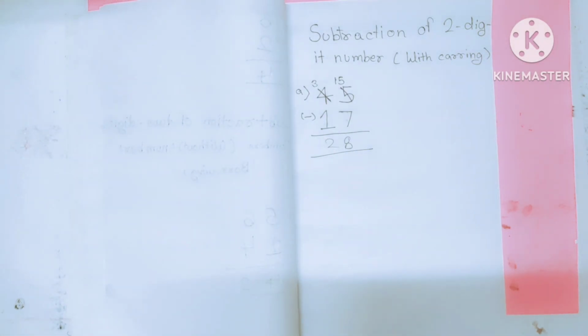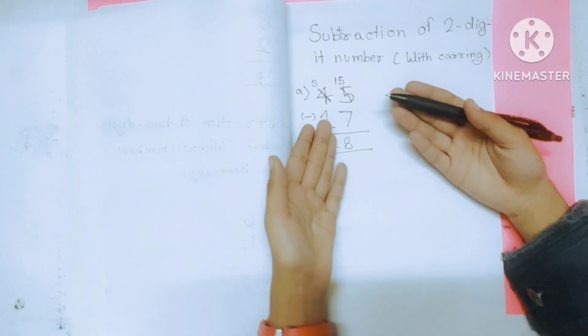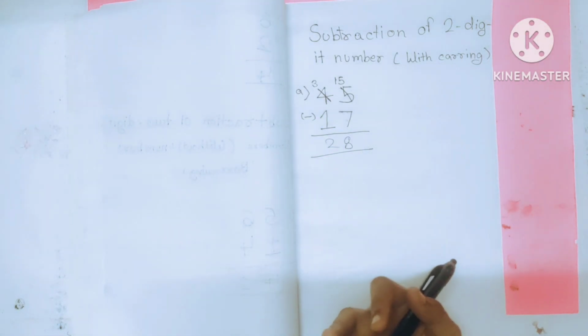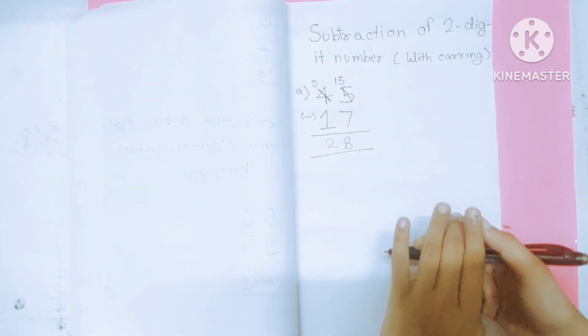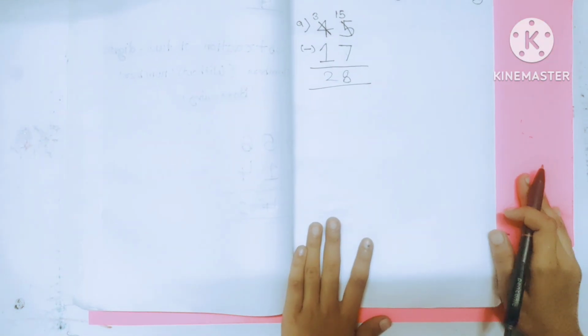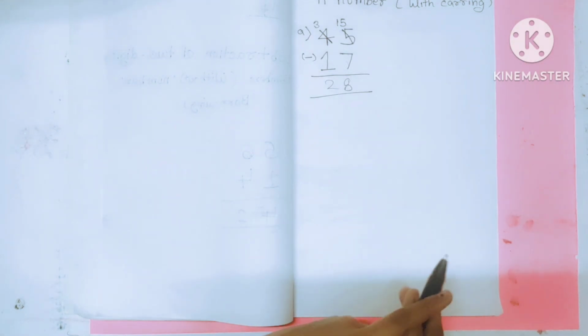But all of you may be confused, because here we subtracted from 15, not from 5. How could it be correct? So for this, I will tell you a trick for seeing that my subtraction is correct.